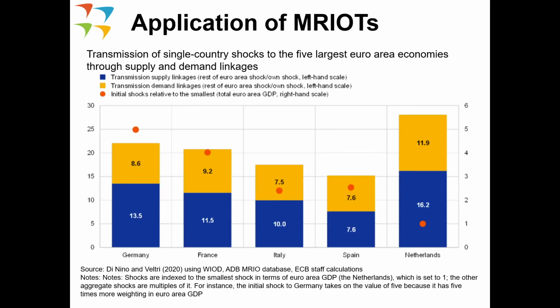The European Central Bank, in its sixth Economic Bulletin issue in 2020, used the ADB-MRIO table to quantify the impact of adverse shocks from COVID-19 containment measures originating in the euro area on the region's GDP, foreign trade, and trade balances. Dinino and Veltri observed that a shock originating in one of the five largest economies, that is, Germany, France, Italy, Spain, and the Netherlands, transmitted to the rest of the euro area, will be 15 to 28% larger than the initial effect.